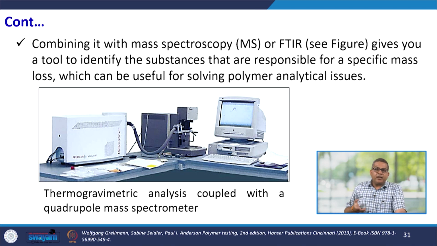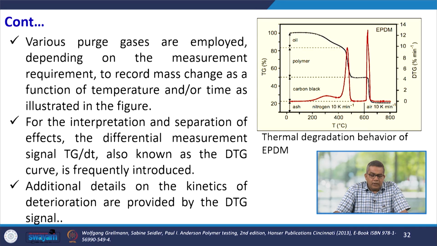Now, combining it with mass spectroscopy or FTIR, as per this particular figure, gives a tool to identify the substances that are responsible for a specific mass loss, which can be useful for solving polymer analytical issues. Now, various purge gases are employed depending on the measurement requirement to record mass change as a function of temperature or time, as per this particular figure.